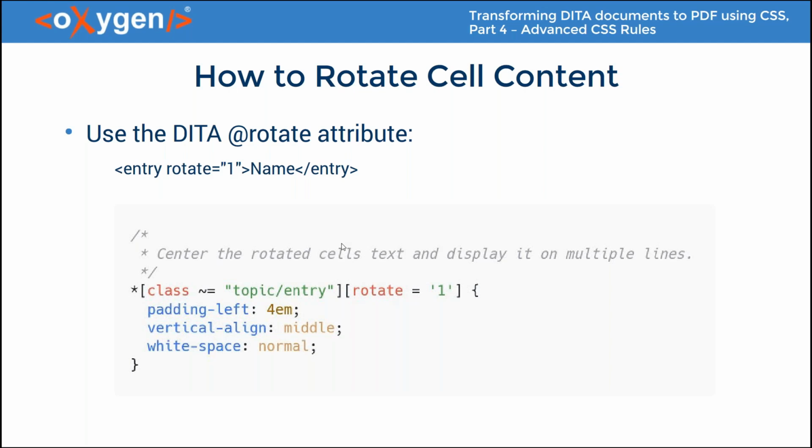In addition to our default CSS rules, I also define some other properties that allow me to center the text using the padding and to display the text into multiple lines using the white-space property. You will notice here that I set the left padding and not the top padding. This is because only the cell content is rotated, so all the borders and paddings remain in the same position. And of course, this also applies to the vertical alignment.